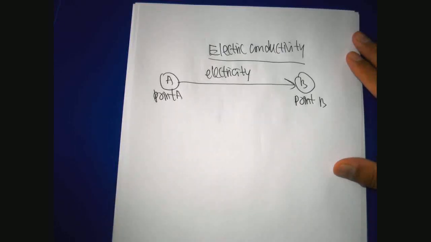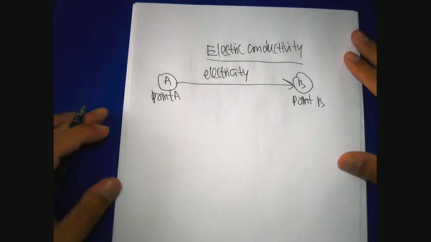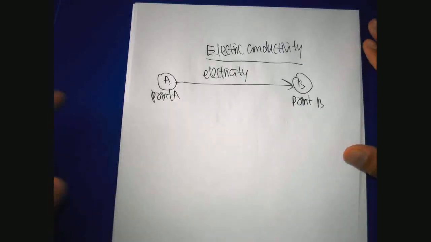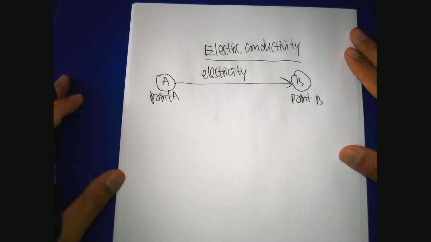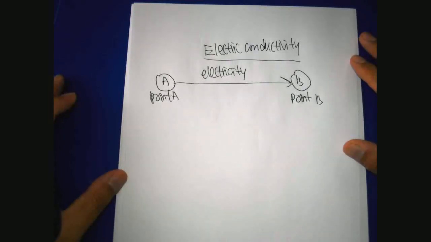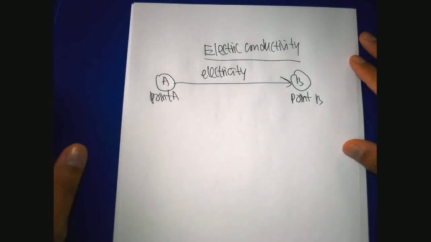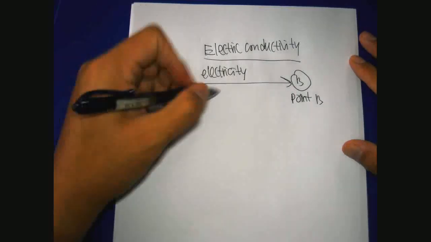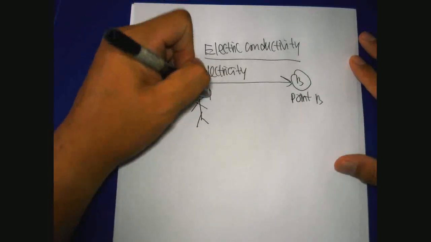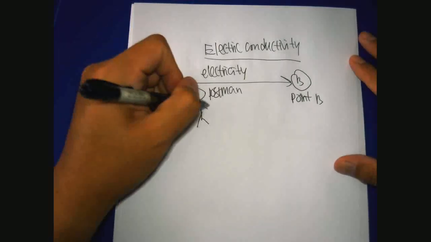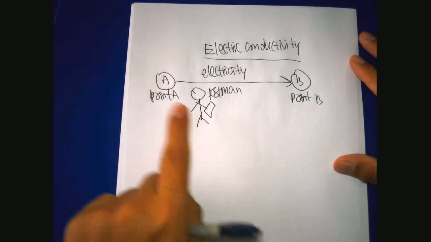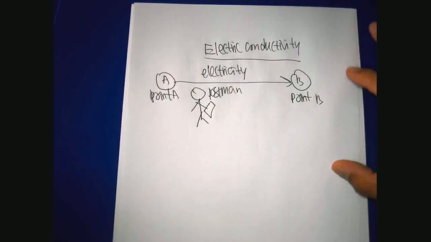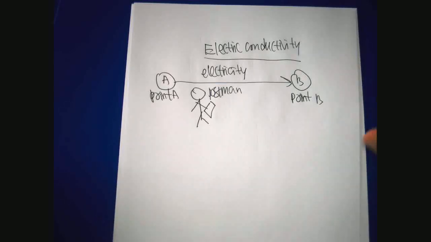If you want to carry from point A to point B, you need somebody to carry the charge for you. Just imagine you want to send a hard copy letter from point A to point B. You need somebody to help you carry the letter, so you might need a postman. This postman will carry the letter and move from point A to point B.